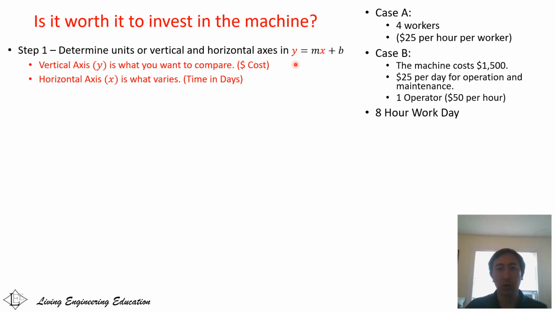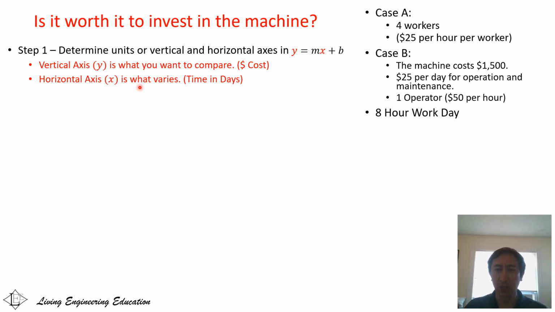Okay, so I think the y-axis is a little bit more apparent. We're trying to determine where do we have an advantage in costs. So the y-axis, or y variable in this case, will be our costs, or have units of dollars. The horizontal axis is what we want to vary. Well, I want to know, do these lines intersect? Is there a time where case B will eventually be cost savings?